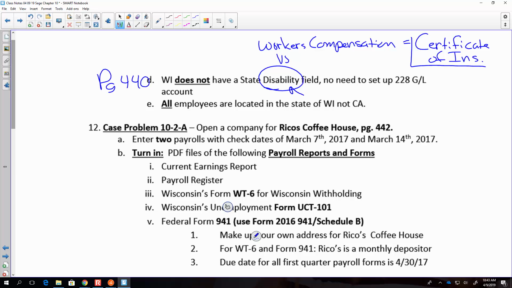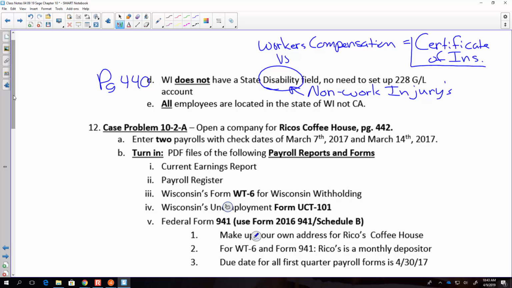Now, disability is non-work injuries. What the state of California wants the companies to pay for is, if I got hurt in a car accident going to work, disability insurance would kick in. So that's what that's for. But Wisconsin doesn't have that requirement. California is much more liberal, so they have a lot more of those social requirements.